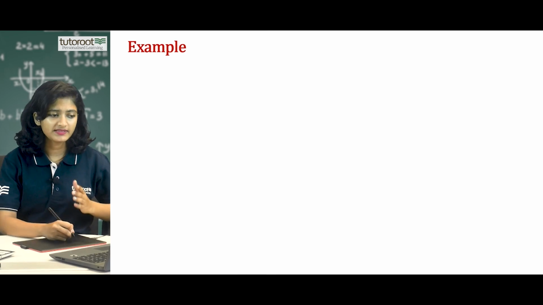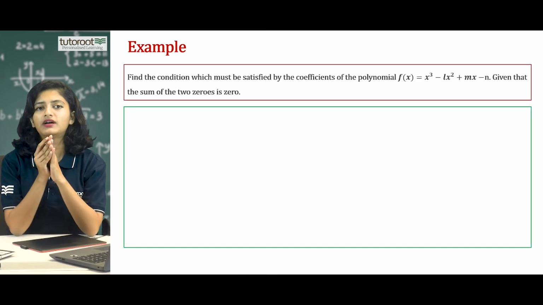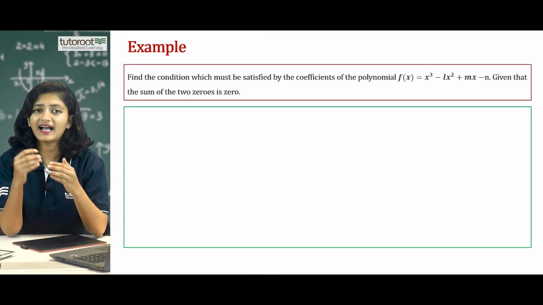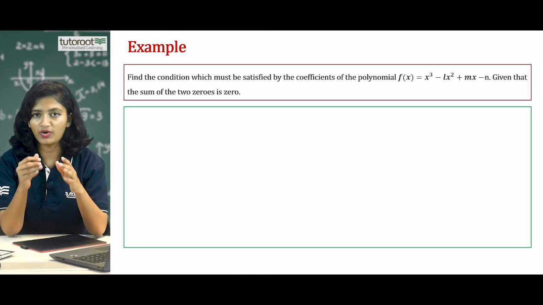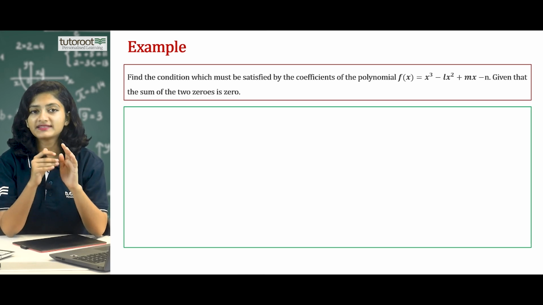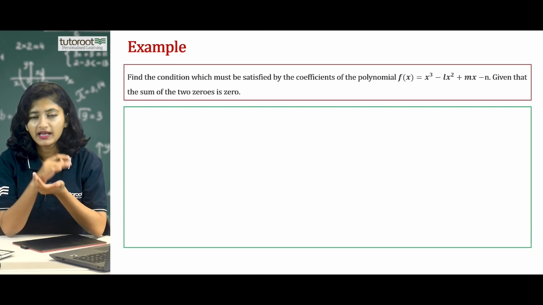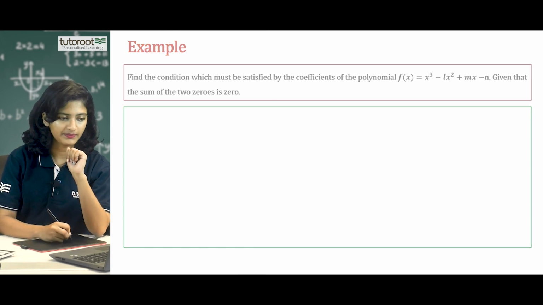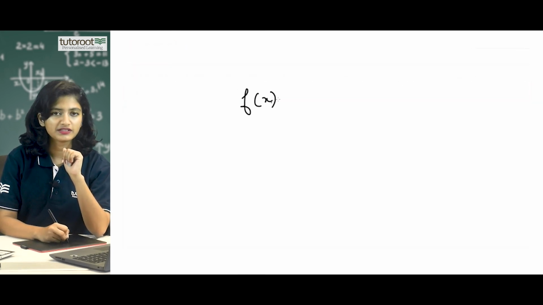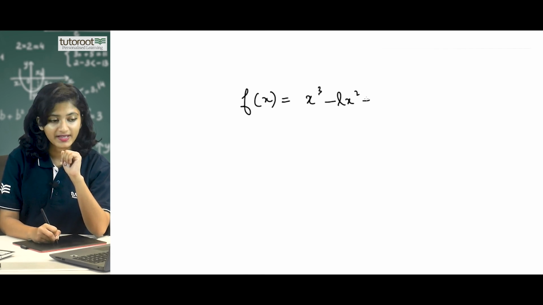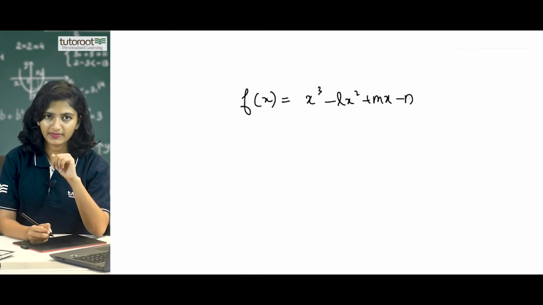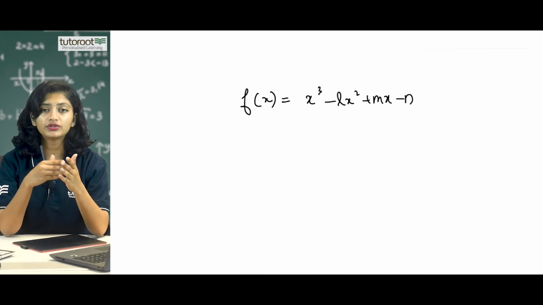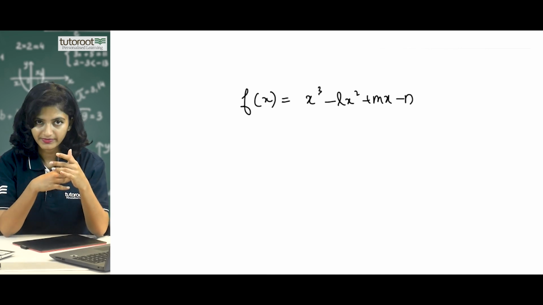Now let's look at the next sum, which is: find the condition which must be satisfied by the coefficients of the polynomial f of x is equal to x cube minus l x square plus m x minus n. Let's write that down. F of x is equal to x cube minus l x square plus m x minus n. It is also given that the sum of the two zeros is 0.